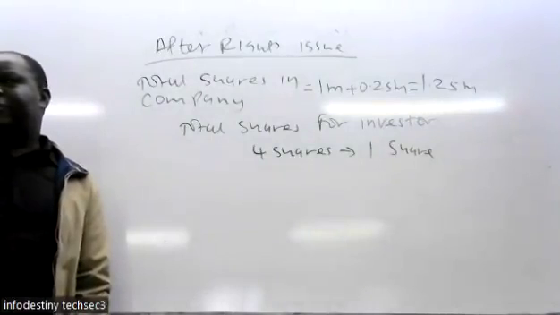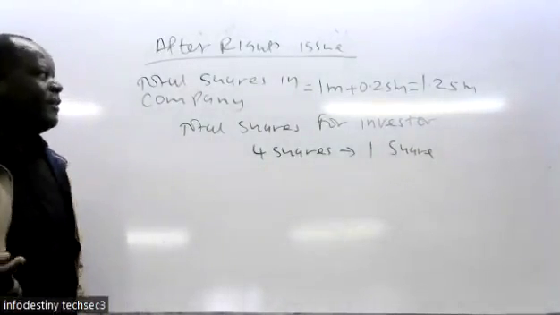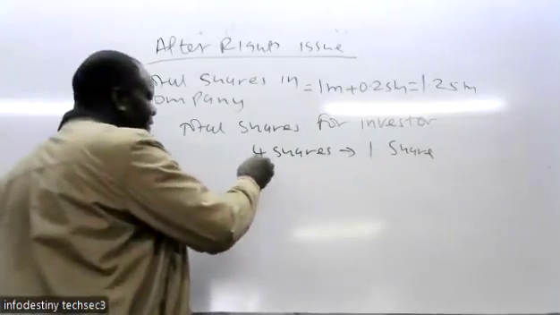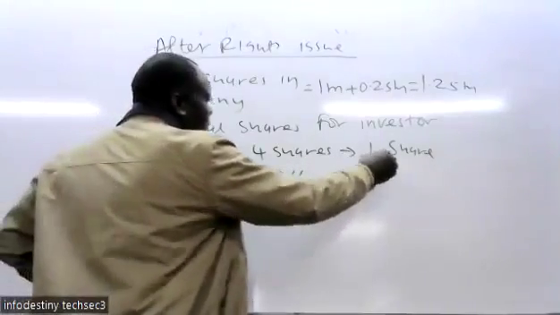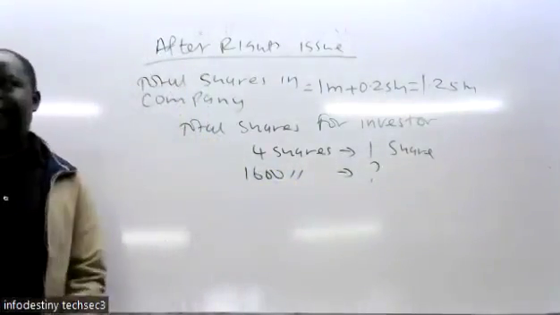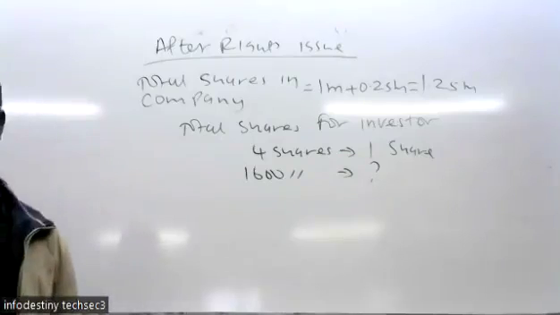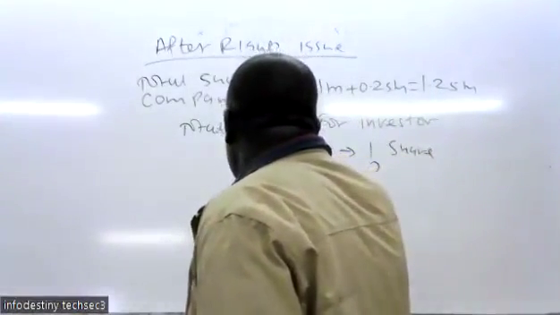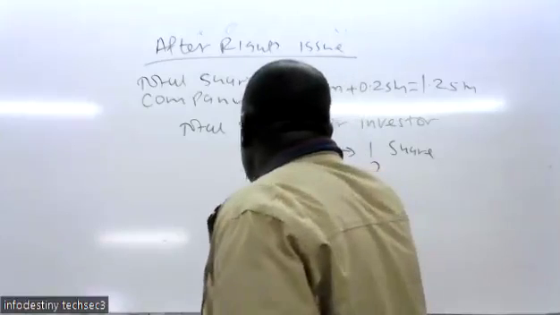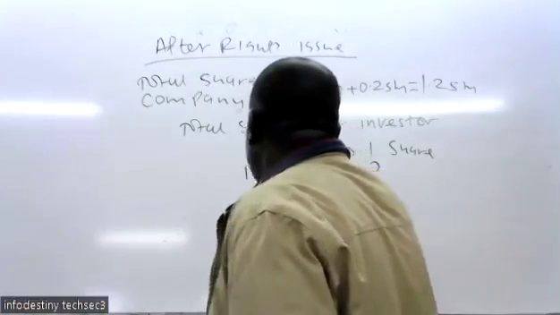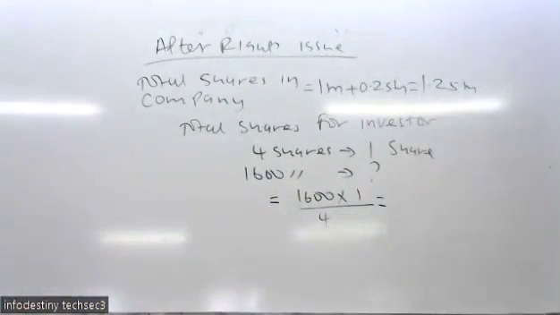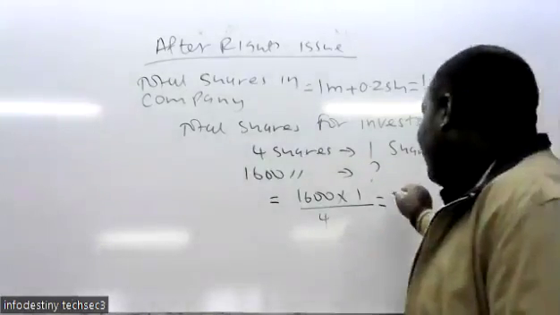But this investor has a total of how many shares? 1,600. So how many new shares is he going to acquire? We cross multiply. We get 1,600 multiplied by 1 divided by 4. So it will be how many shares? It will be 400 shares.